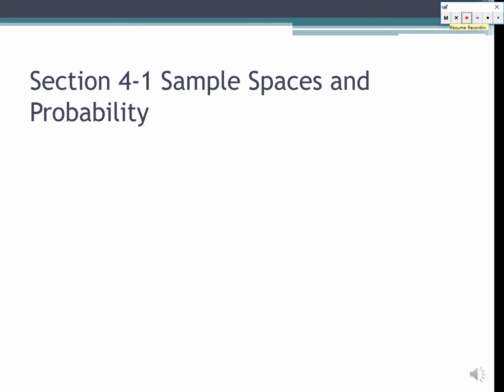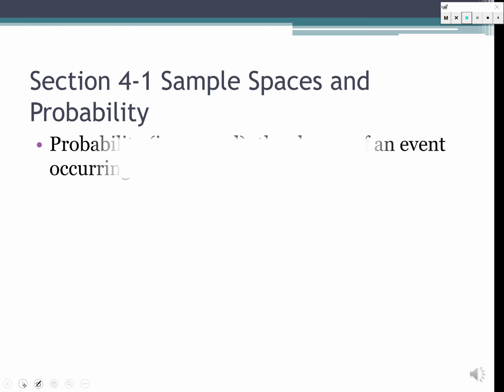In our very first section, we're looking at sample spaces and probability. We're going through a lot of the basics of probability today. Lots of basic stuff, so lots of definitions, lots of little rules. And then next few sections, we get into doing some of the more complex things with probability.